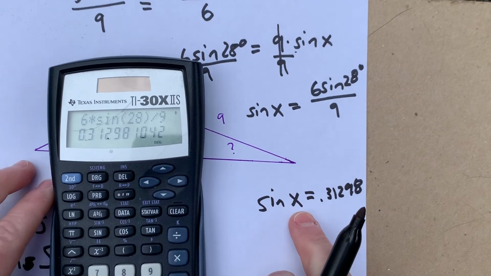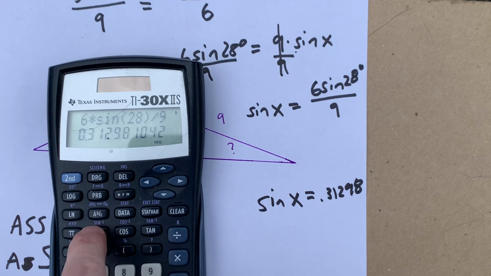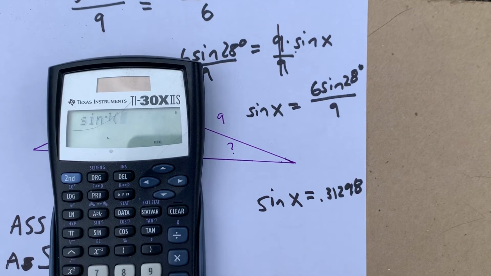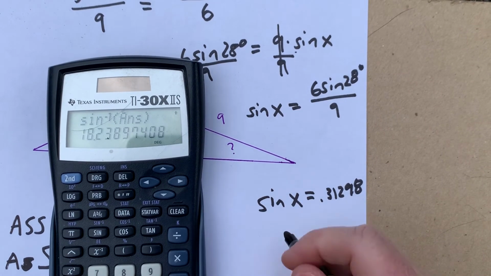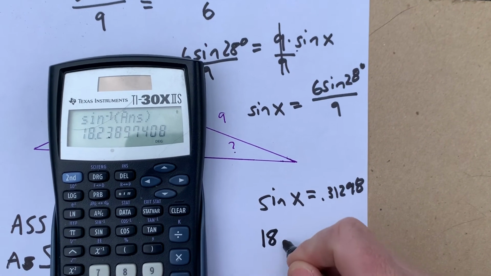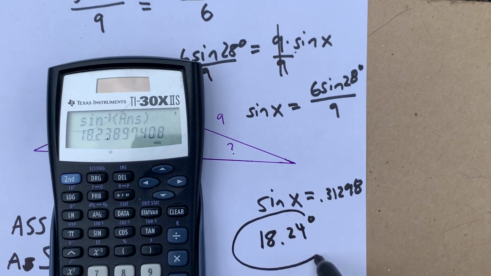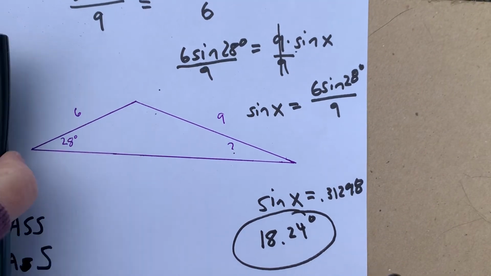Boy, we've seen that before a couple of weeks ago, right before the coronavirus took over the country. And so, if you remember, we need to unsine it. We need to use the inverse sine. So I'm going to do second sine, second answer, because that'll put in that value that I just recently got, is equal to, boom. It's telling me it's 18.24 degrees.